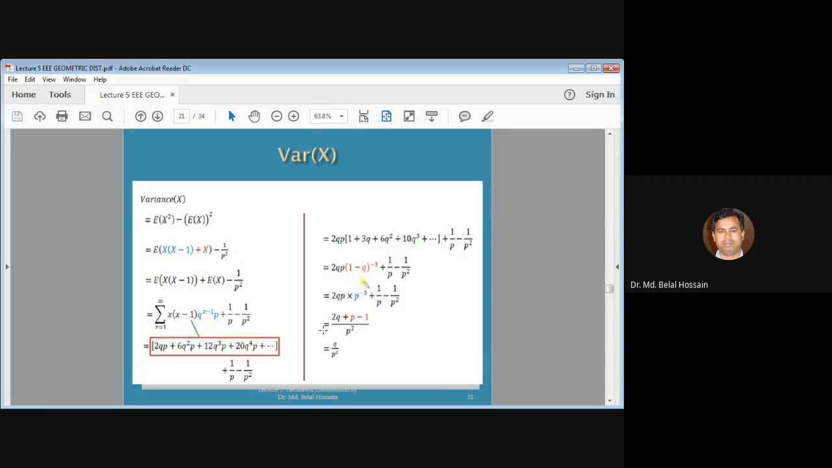Again, you can find the variance of this distribution, as I told you before, that variance formula is expected value of x square minus expected value of x whole square. So we know this thing, this is 1 minus p square. So we have to find the expected value of x square.